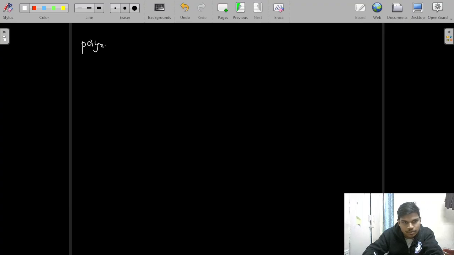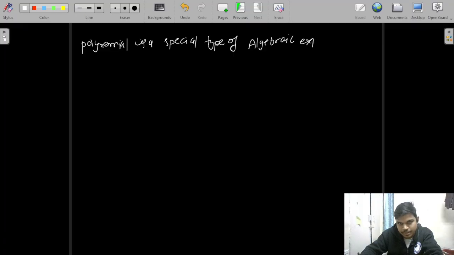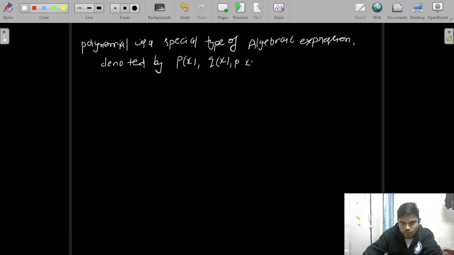So what is a polynomial? A polynomial is a special type of algebraic expression, or I can write it is denoted by p(x), q(x), r(x), as you want. We are just taking an alphabet letter and in the bracket we put x, right?